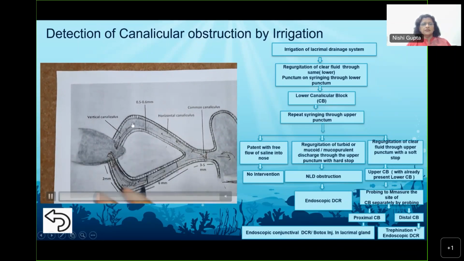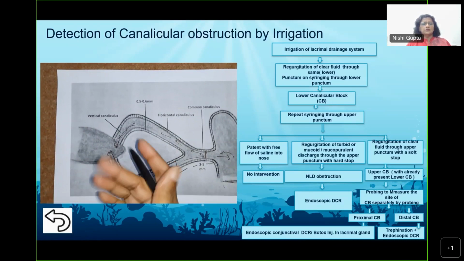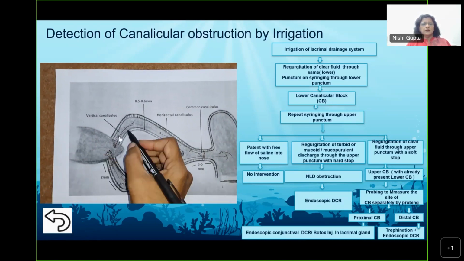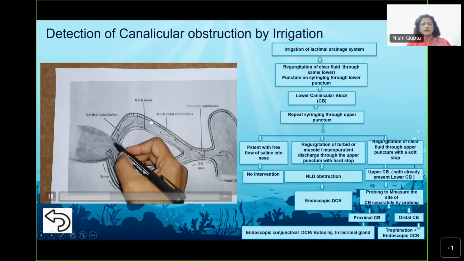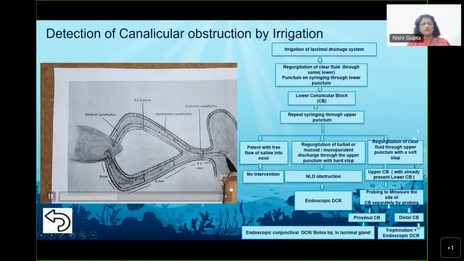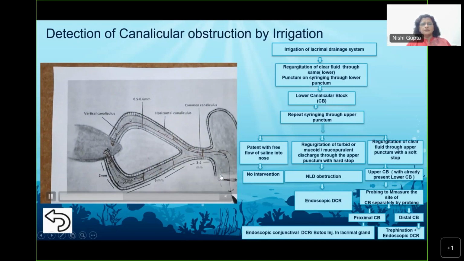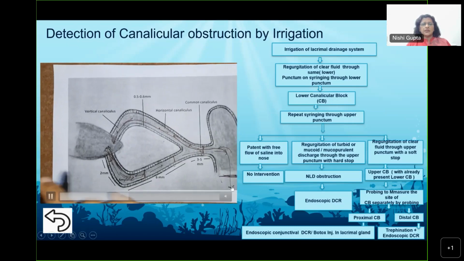So there are three possibilities in that. One is that the fluid passes through the canaliculi into the lacrimal sac and the nasolacrimal duct is patent. The patient still had epiphora because this was blocked, but we need to assist through the upper punctum. And if it is patent, then nothing needs to be done.